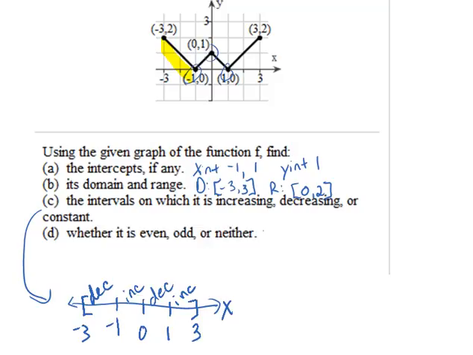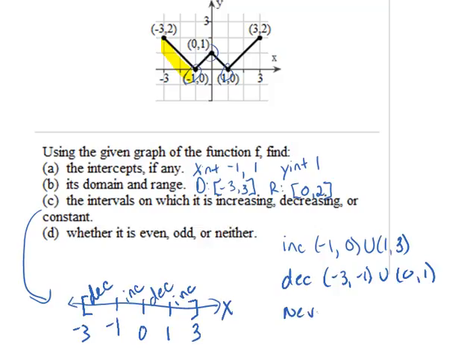So the interval on which it's increasing will be -1 to 0 union 1 to 3. It's decreasing on -3 to -1 union 0 to 1, and it's never constant.